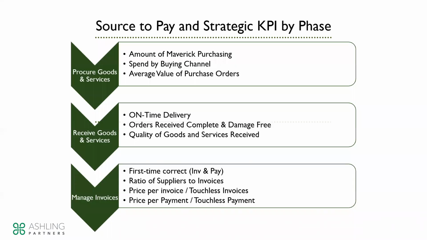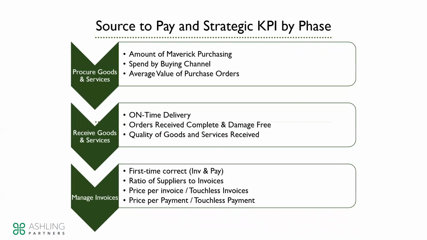So now going to that source to pay and really driving into very specific APQC recommended KPIs. So if you're in that procurement of goods, tracking the amount of maverick purchasing, your spending by buying channel, these kinds of ideas. If you're receiving those goods, how many are you receiving on time? How many are you receiving complete and damage free?